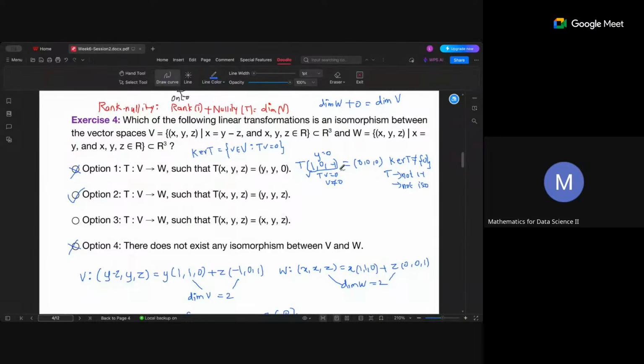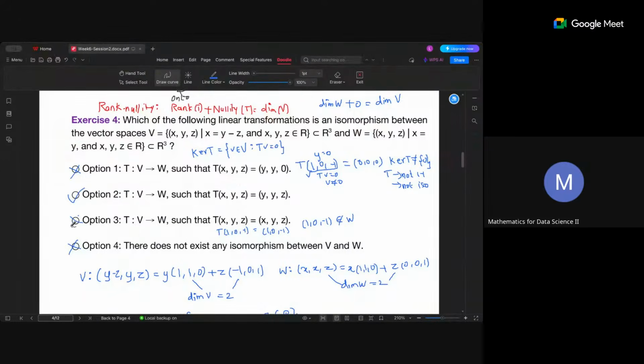So let me take 1, 0, minus 1. So you see that this is also 1, 0, minus 1. Does 1, 0, minus 1 belong to W? No, ma'am. It does not belong to W. So this means that, first of all, the transformation itself is not from V to W.